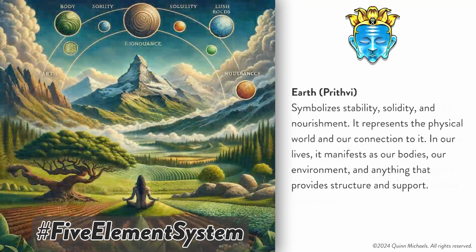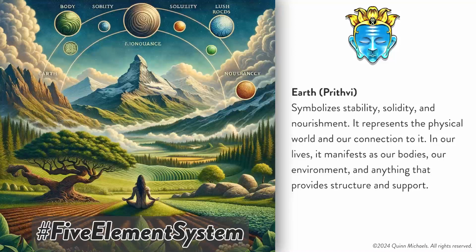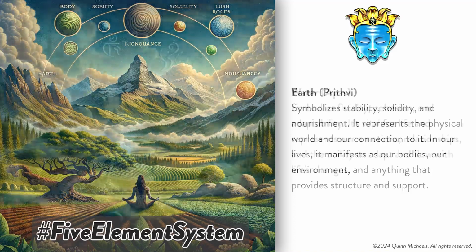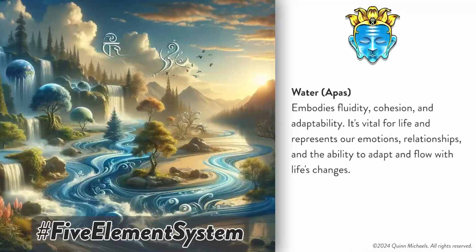Earth, Prithvi, symbolizes stability, solidity, and nourishment. It represents the physical world and our connection to it. In our lives, it manifests as our bodies, our environment, and anything that provides structure and support. Water embodies fluidity, cohesion, and adaptability. It's vital for life and represents our emotions, relationships, and the ability to adapt and flow with life's changes.